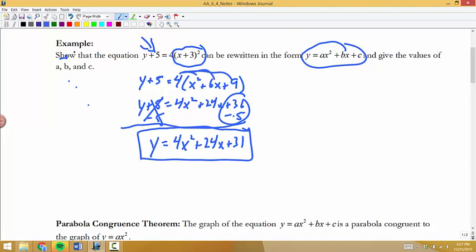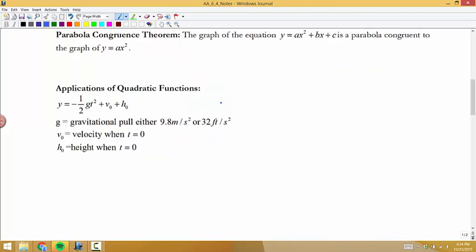What I want to show here is that you can go between vertex form and standard form fairly easily. Next, I'd like to take a look at the parabola congruence theorem. It says the following: the graph of an equation y equals ax squared plus bx plus c, in other words standard form, and one thing we have to be aware of is that the a value here is the same as this a value here. This parabola here will always be congruent to this parabola here.